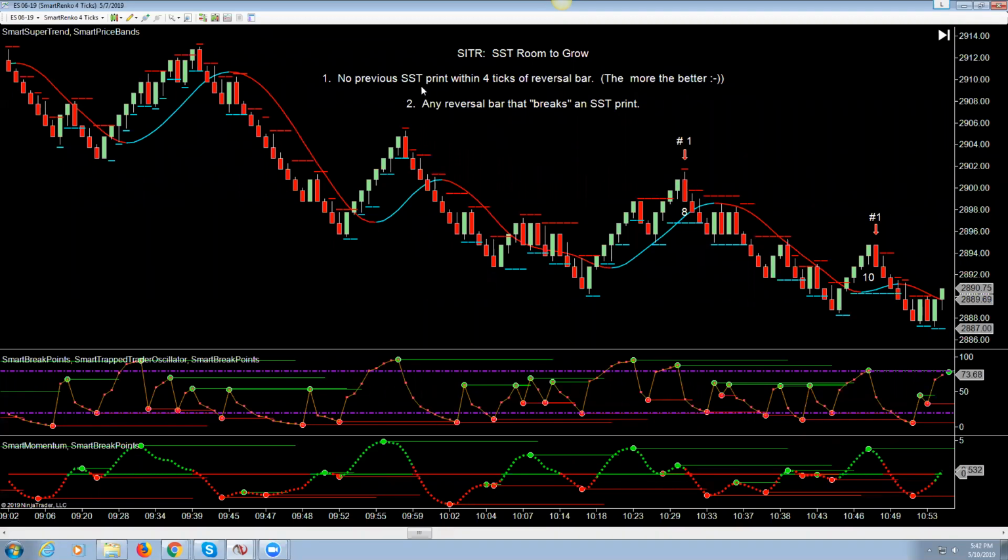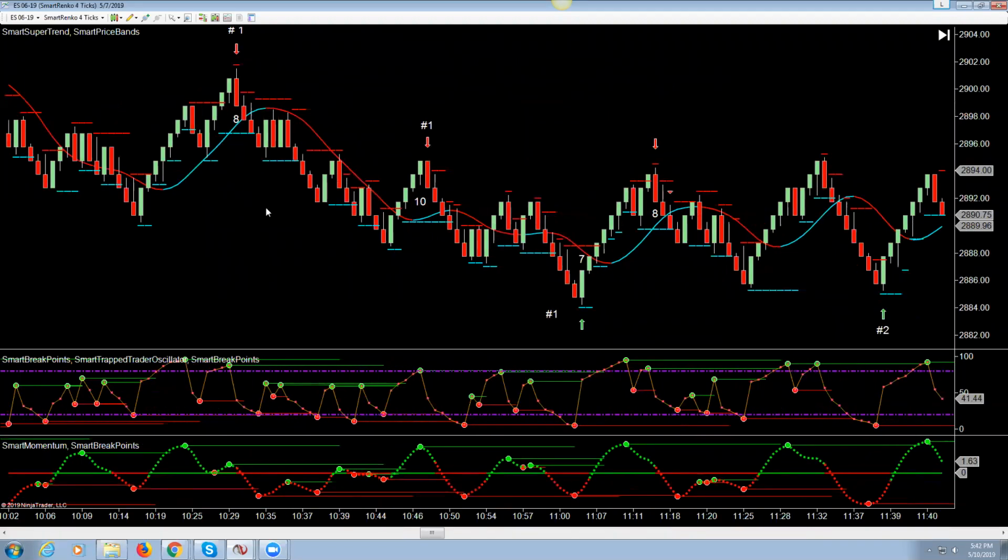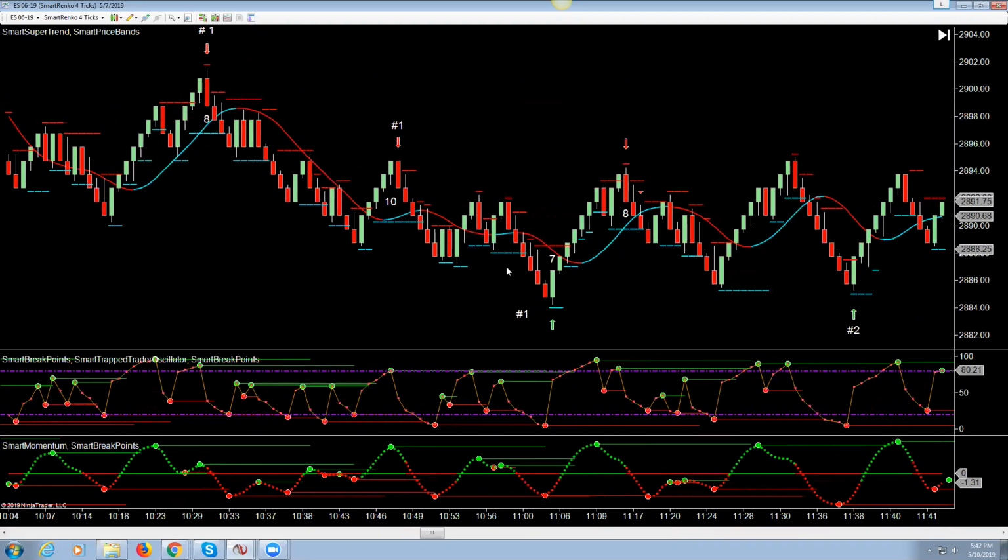No previous Smart Super Trend print within 4 ticks of a reversal bar, and any reversal bar that breaks the Smart Super Trend print. The Smart Super Trend lines are simply these red and light blue or cyan lines located randomly throughout the chart. We did the webinar on Wednesday. This is Tuesday's chart actually.